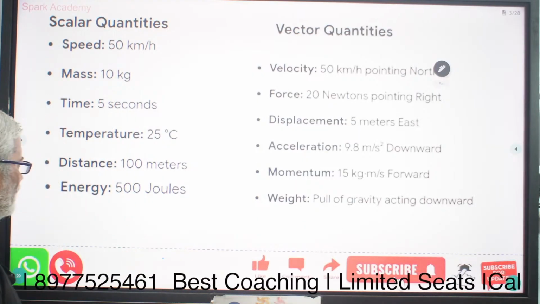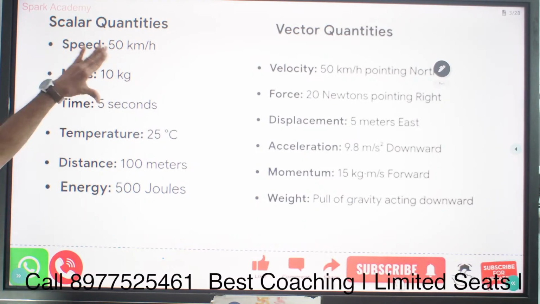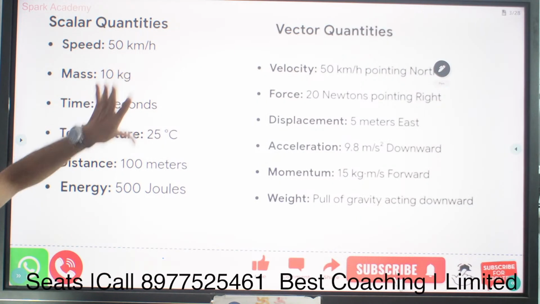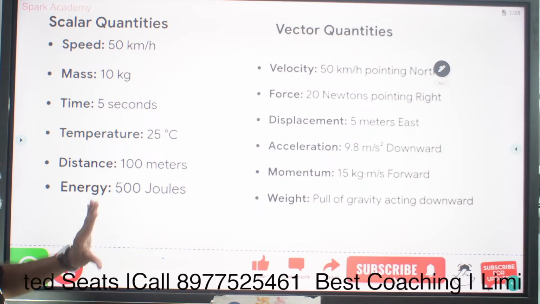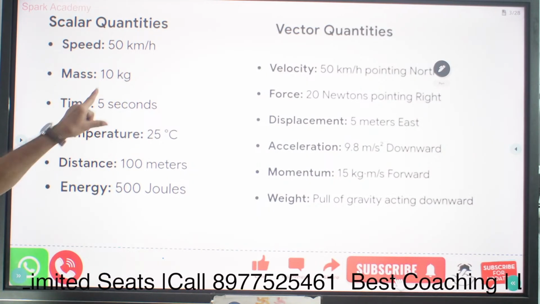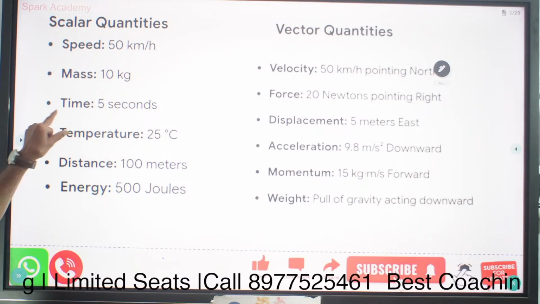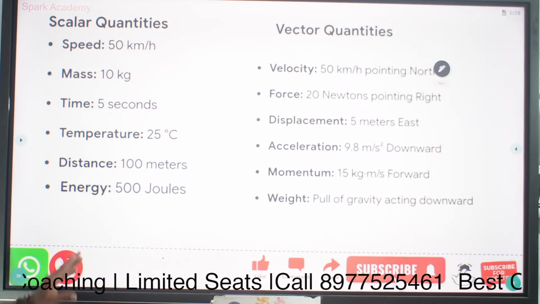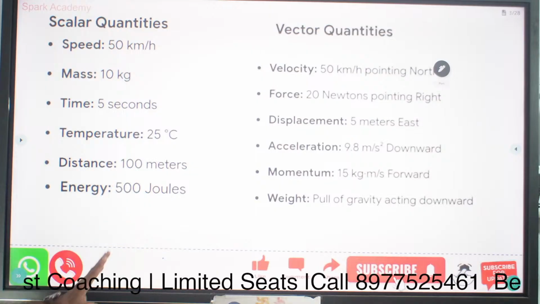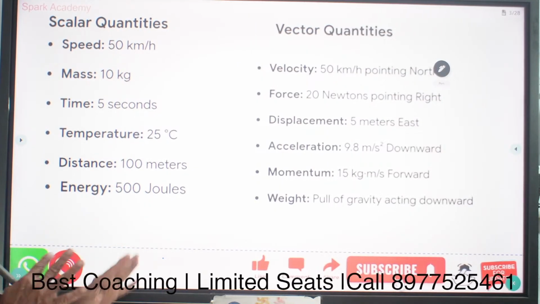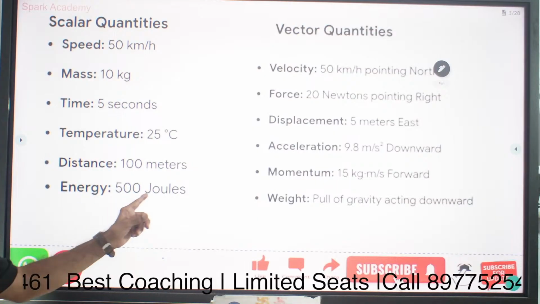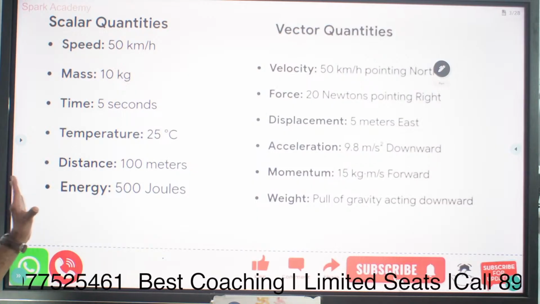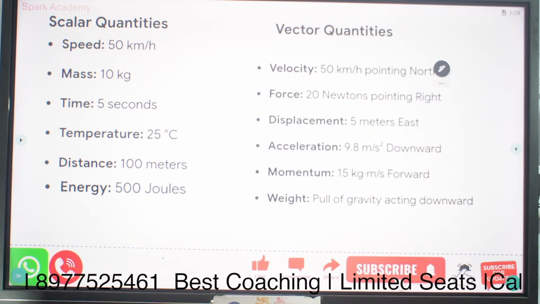Okay. So basically, by seeing the units, you can infer that it is a scalar quantity. For example, speed 50 kilometers per hour is not saying which direction. Then you have mass, just 10 kg. Time 5 seconds, temperature 25 degrees centigrade, just magnitude involved. Distance 100 meters. What direction, nothing is mentioned. Energy 500 joule. Work is also energy, kinetic energy, potential energy, they all come under scalar quantities.